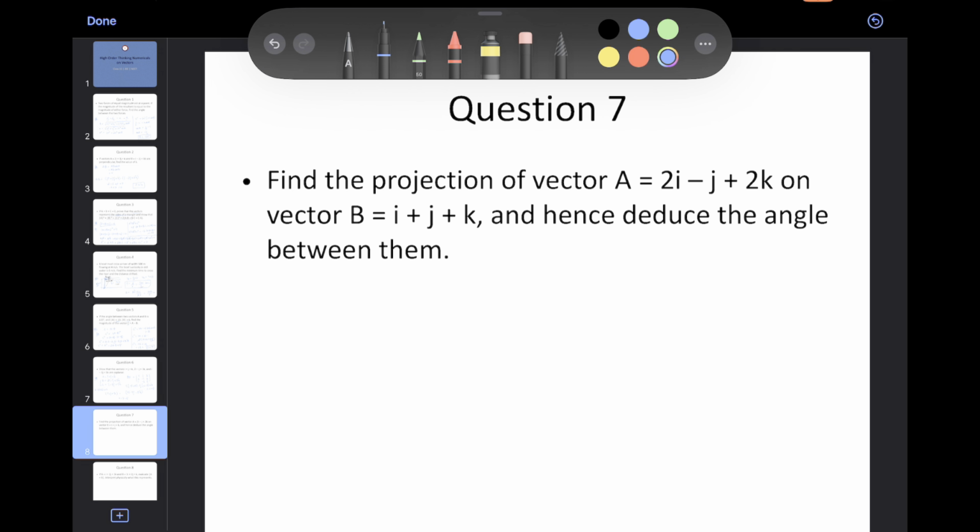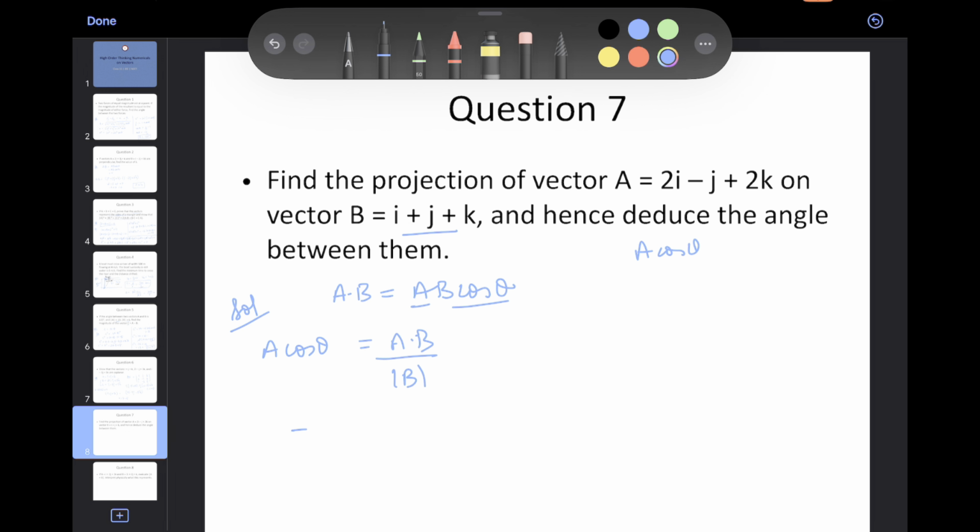Okay, the next one is, find the projection of vector A on vector B and hence find the angle between them. So what is the projection of vector A? A dot B gives you AB cos theta. Find the projection of vector A on B. Then you have to find A cos theta. So A cos theta comes out to be A dot B upon the magnitude of B. So what you have to do, you have to take the dot product and divide by the magnitude of the vector on which you want the projection.